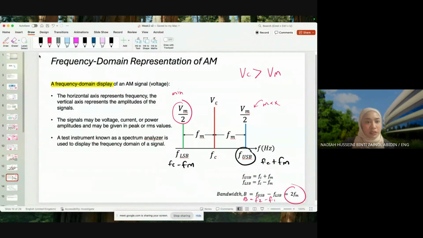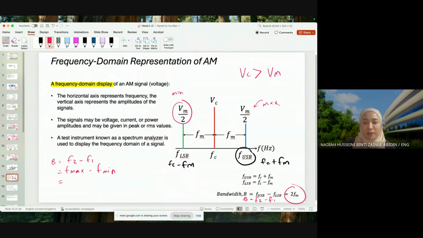Right. So let's talk about the bandwidth. Bandwidth is F2 minus F1, and F2 is always the maximum. But somehow they like to use F2 minus F1. I don't know why. In our understanding it should be F max minus F min.